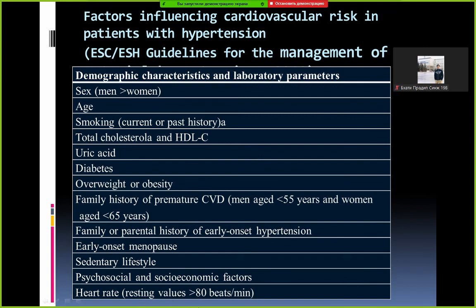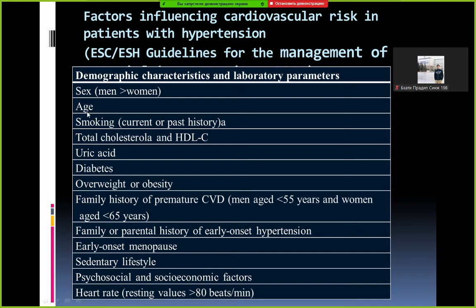Next, we must discuss the risk factors which influence cardiovascular risk in patients with arterial hypertension. They are divided into demographic characteristics and laboratory parameters such as sex. So men, in men the arterial hypertension develops more common than in women.